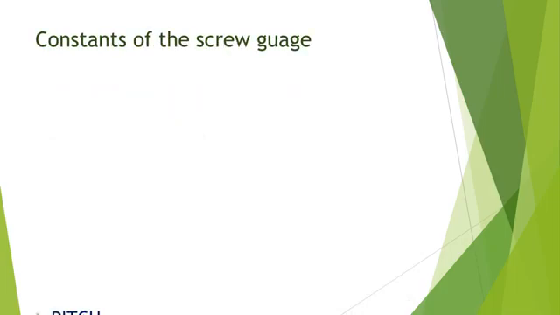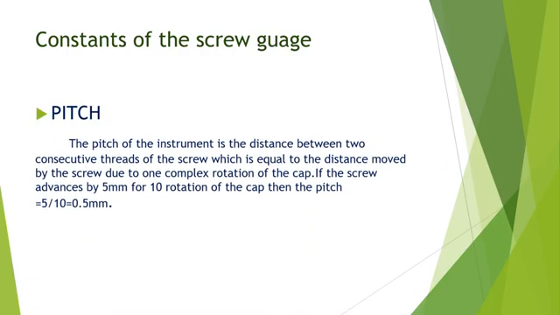So now let's learn about the constants of the screw gauge. The very first and important one is known as the pitch. The pitch of the instrument is the distance between two consecutive threads of the screw, which is equal to the distance moved by the screw due to one complete rotation of the cap. If the screw advances by 5 mm for 10 rotations of the cap, then the pitch will be 5 by 10, which is 0.5 mm. Now the further constants will be explained by Rudra.